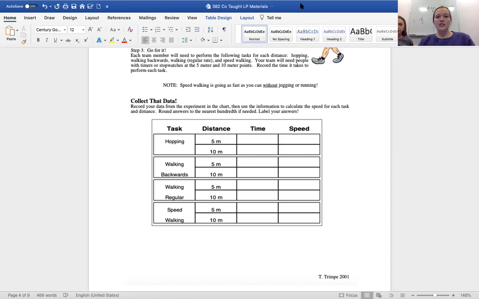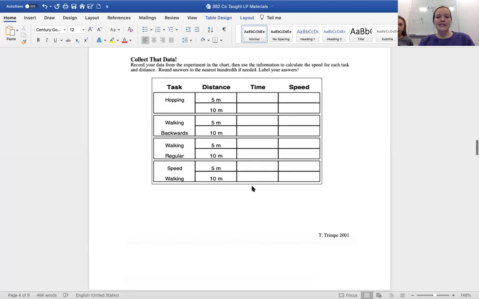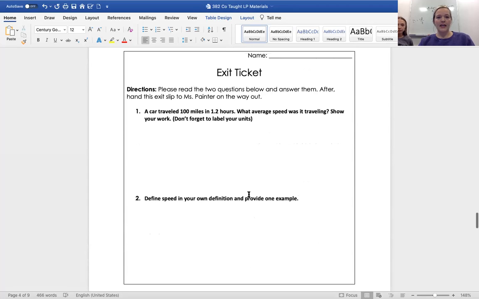So after this, students would then, actually I'm going to share again. Students then would be provided the exit ticket as I mentioned, and that would be this. So the directions I would read to the students would be, please read the 2 questions below and answer them. After, hand this slip to Miss Painter or Miss Anna on the way out. So we have a car that traveled 100 miles in 1.2 hours. What average speed was it traveling? Show your work, and don't forget to label your units as we discussed. And then define speed in your own words and provide one example.